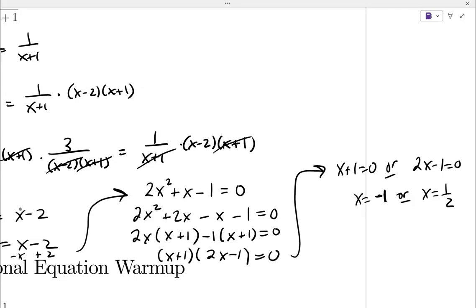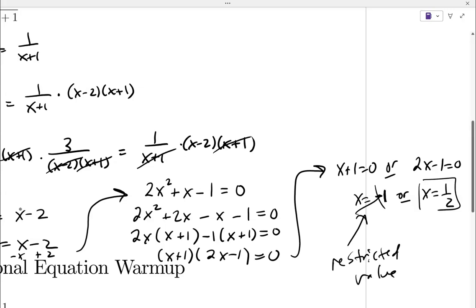Good. Yeah, we need to make sure that we don't have any restrictions in our list of answers, right? Are either of those restricted values? Yeah, the -1 is a restricted value, right? So that needs to go away. And our only answer is this one. Okay, so this one is restricted. So we cross it out. What questions do you have on that one?